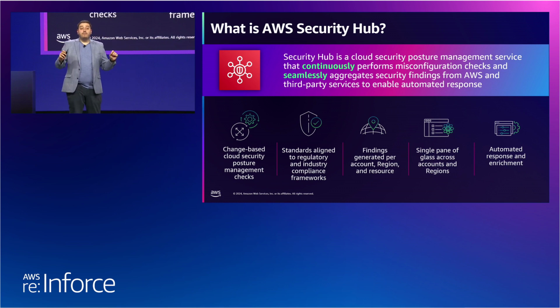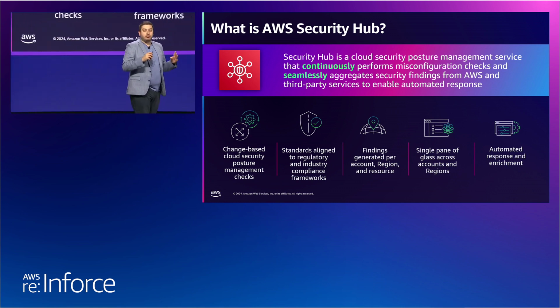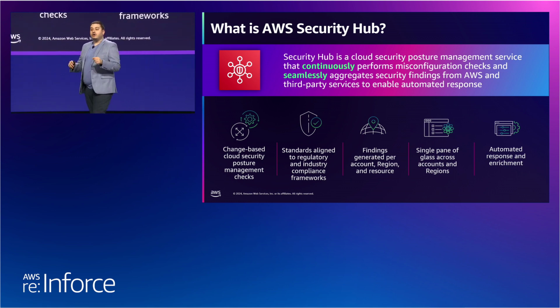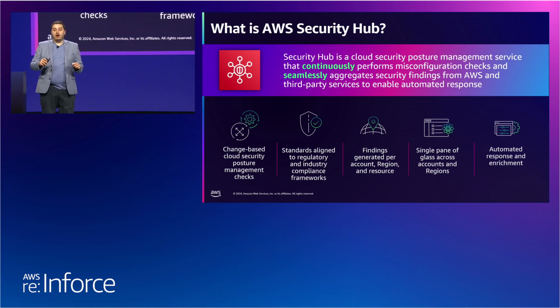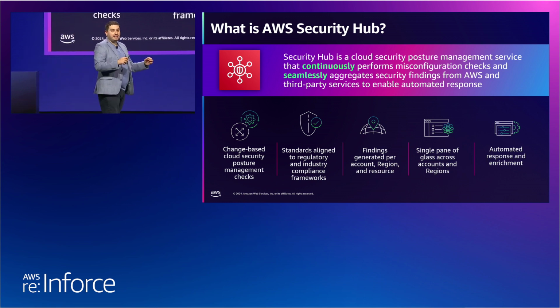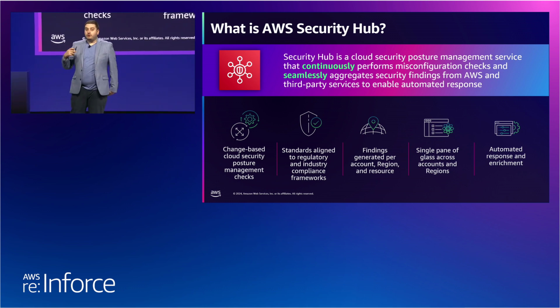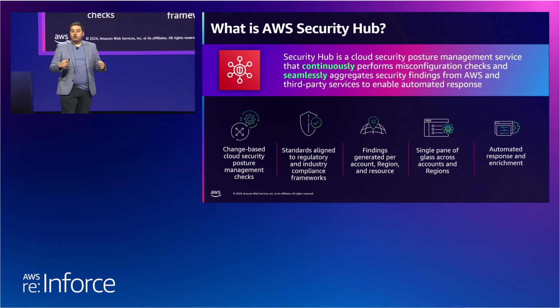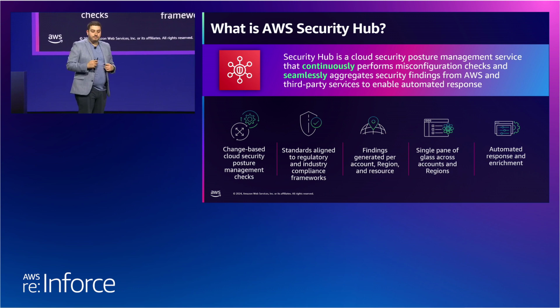Security Hub really has two main value propositions. The first one that relates the most to our session today is that this is a cloud security posture management service that continuously monitors for configuration vulnerabilities, for misconfigurations. Security Hub has hundreds of different controls against more than 50 AWS services that continuously look for that kind of stuff. And most of those controls are actually change-based. So you are alerted of a configuration vulnerability within minutes after it occurs.